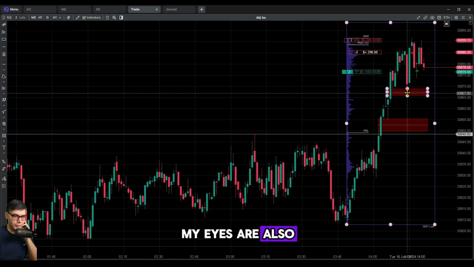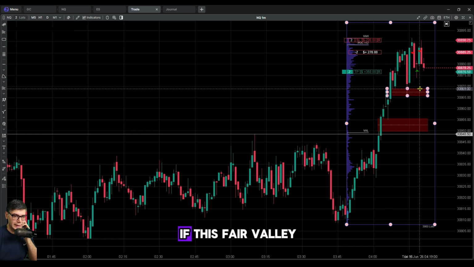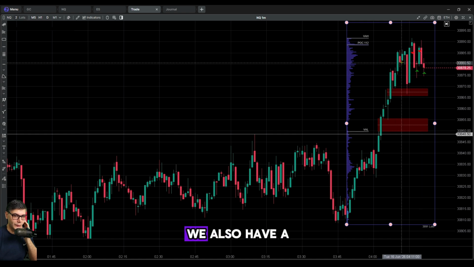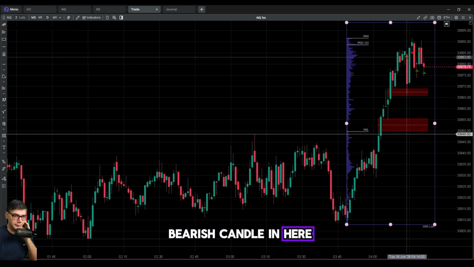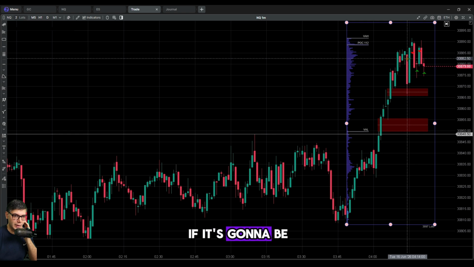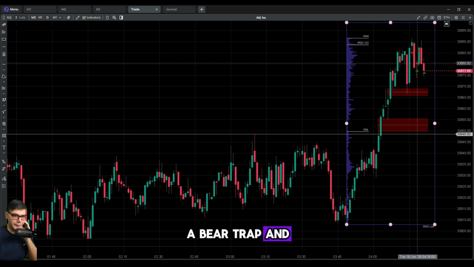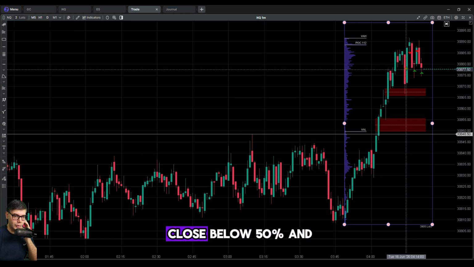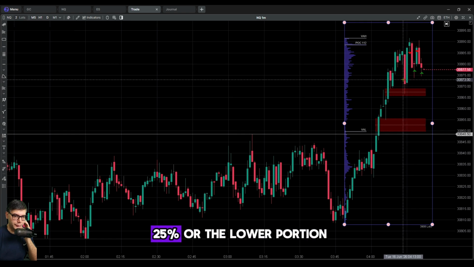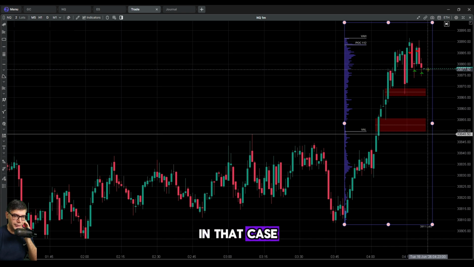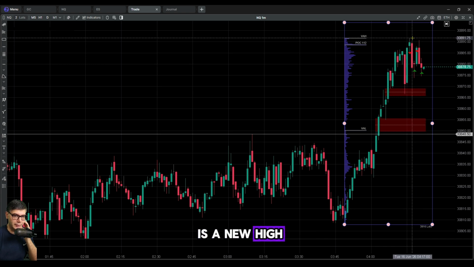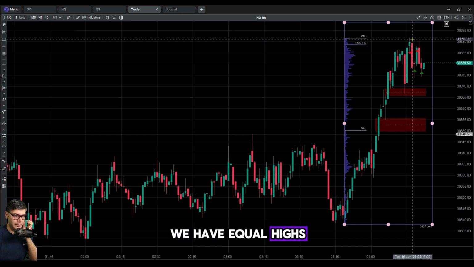My eyes are also locked on this fair value gap. If this fair value gap holds and I see many tails inside it, we also have a bearish candle in here. This bearish candle, if it's going to be a bear trap and the price wants to go up higher, the price should not close below 50% and 25% or the lower portion. In that case, I can expect the price to make a new high because this is a new high. We have equal highs. They're very near each other.